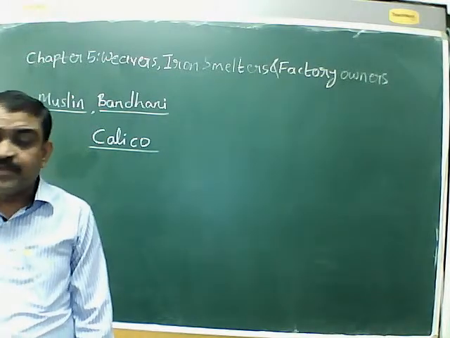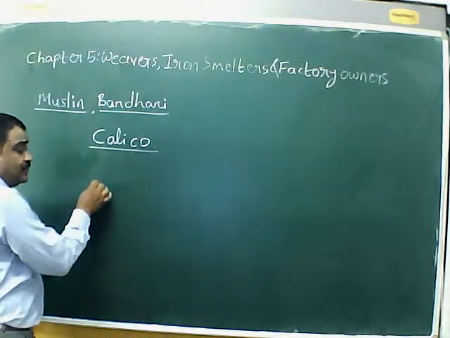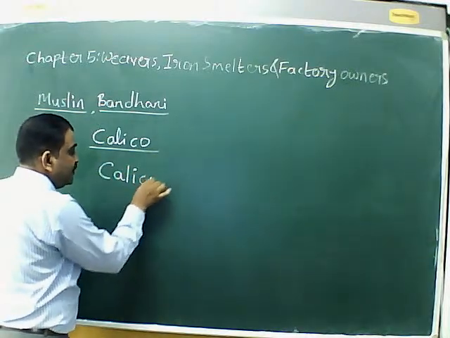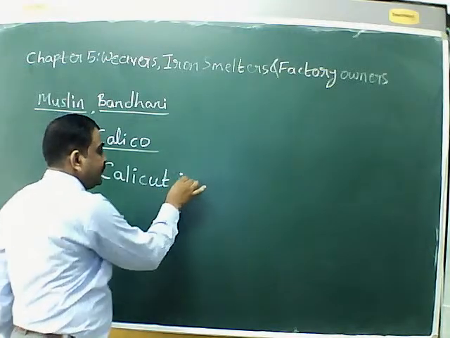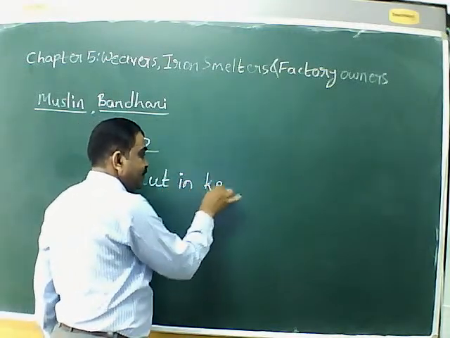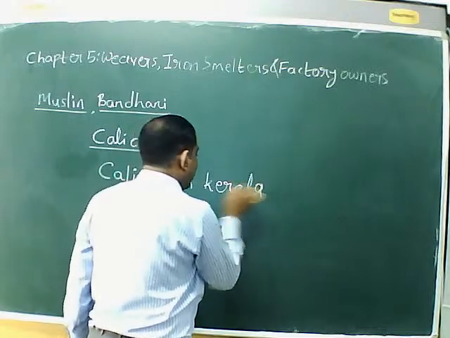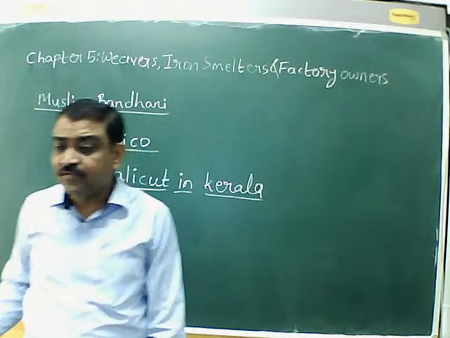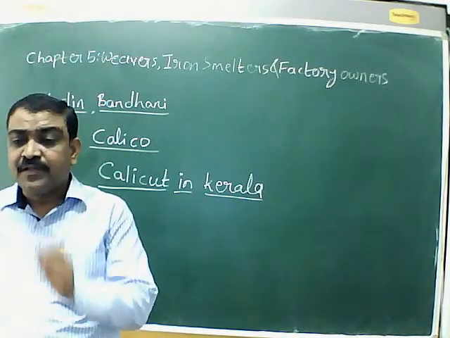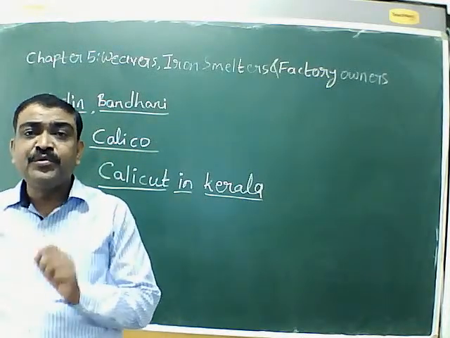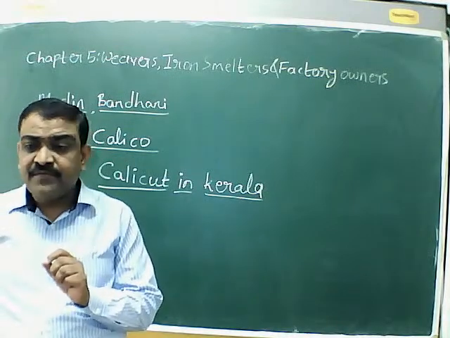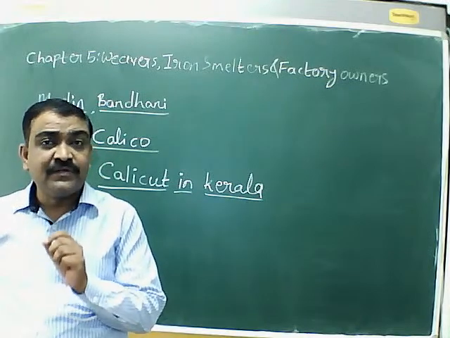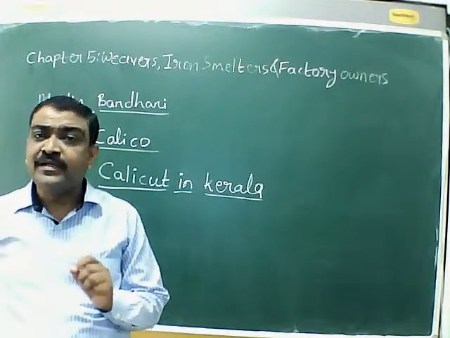CALICO. Okay, now when the Portuguese came into India, they reached a port called Calicut in Kerala. Now all of you know, we have discussed a number of times also that the first sea route to India was discovered by Vasco da Gama.